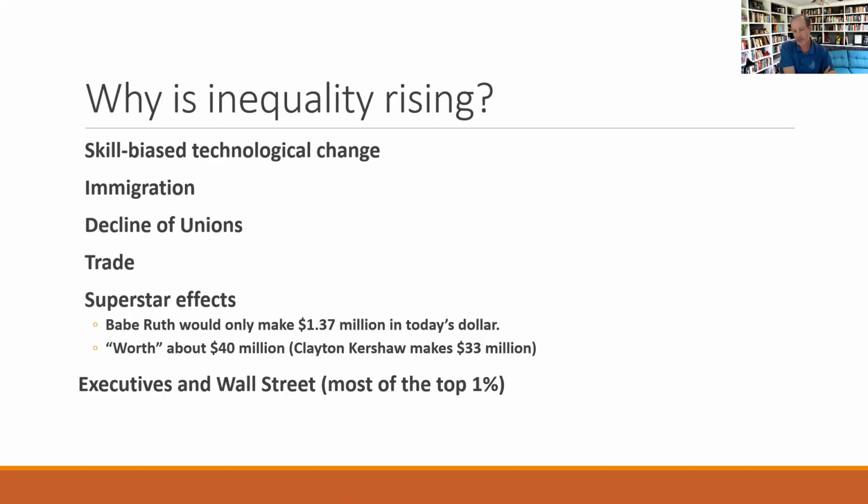And then executives on Wall Street, and most of the top percent is executives on Wall Street. It's not athletes. It's mostly people you've never heard of. They're making way more money, and that's because their companies are able to profit. And then there's also Wall Street that conjures up wealth out of nowhere, I guess, but people make a lot of money on that side, whereas they used to make less.